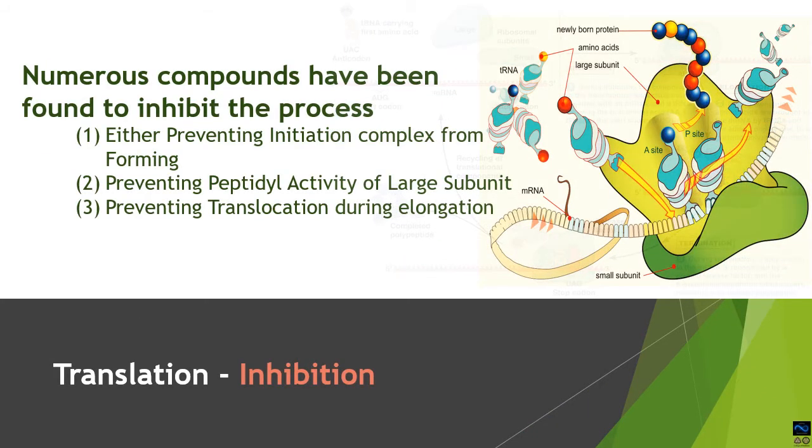As we are now aware, translation is a multi-phase and multi-step process, and it is very complex. Numerous compounds and drugs have been found to inhibit this process at any stage of the translation phases or steps. Some of the important mechanisms are preventing the initiation complex from forming, preventing the peptidyl activity of the large subunit, or preventing the translocation itself during the elongation process.